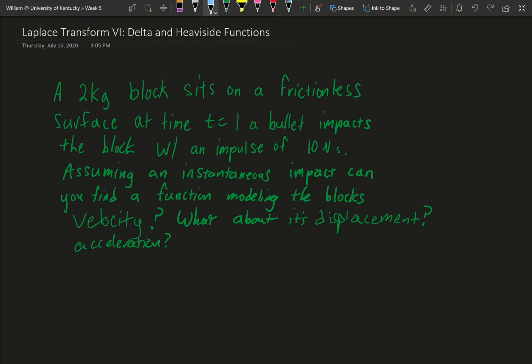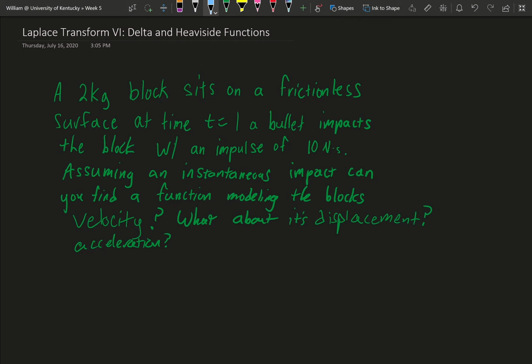So to start off with our motivation, a 2 kilogram block sits on a frictionless surface, and at time t equals 1, a bullet impacts the block with an impulse of 10 Newton seconds. Assuming an instantaneous impact, can you find a function modeling the block's velocity, and then the same for its displacement and its acceleration?